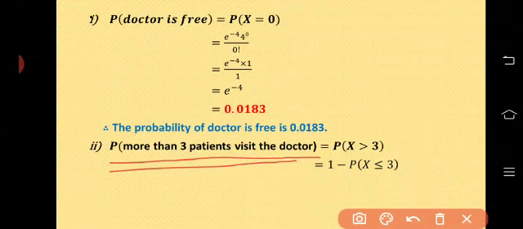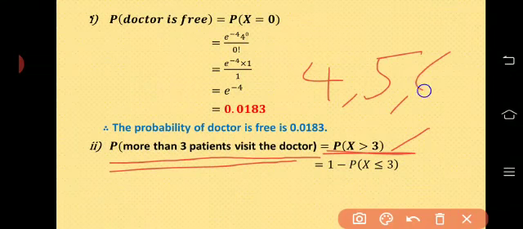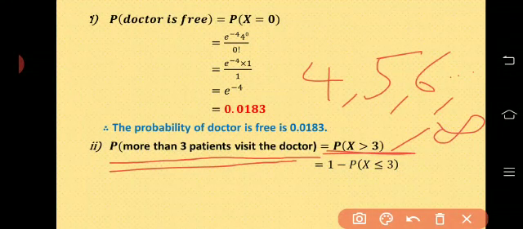Then we have the second sub question, the probability that more than 3 patients visit the doctor. We can write this in notation as probability of x greater than 3. More than 3 means strictly greater than 3. We know that the range of the Poisson distribution is 0, 1, 2, and so on up to infinity. Here greater than 3 means x equal to 4 plus x equal to 5 plus x equal to 6, and so on up to x equal to infinity.